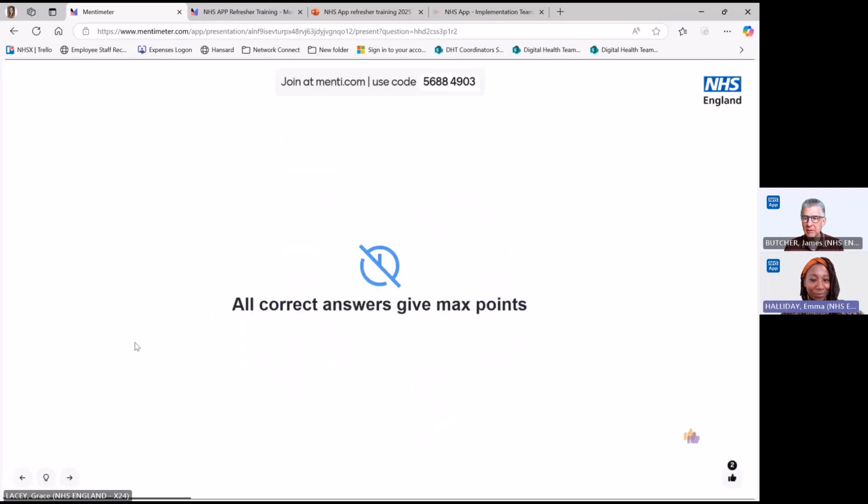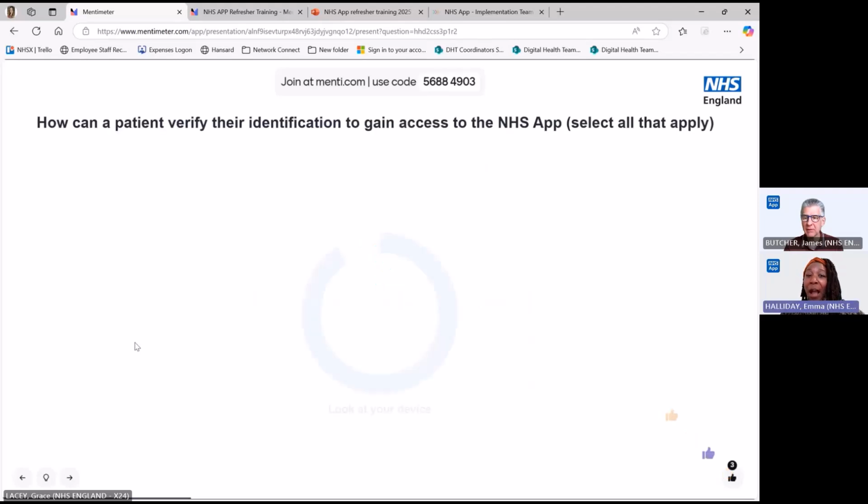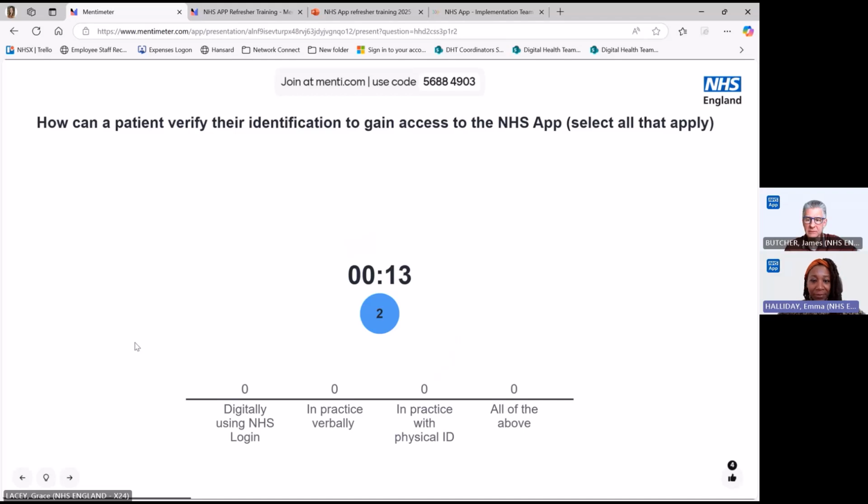Question 2. Drum roll, please. Just waiting for that to load up. So how can a patient verify their identification to gain access to the NHS app? Use it digitally using NHS login, in practice verbally, in practice with physical ID, or all of the above.